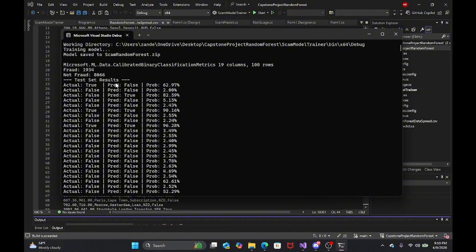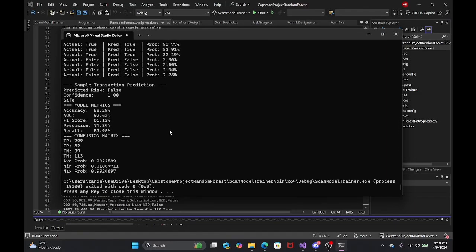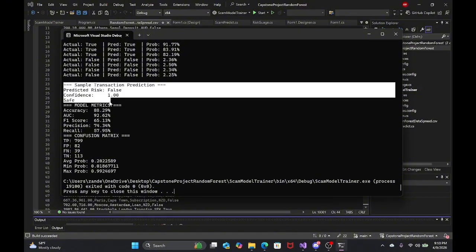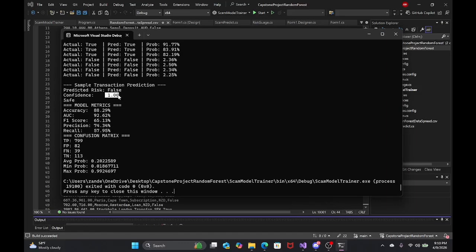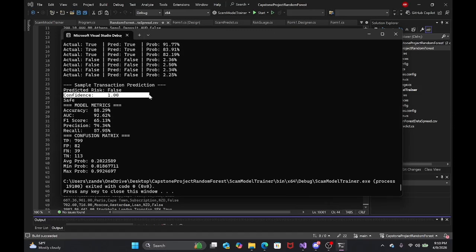And there were 1,900 that were fraud and 8,000 that were not fraud, which I don't think I got there yet. But it was about 19% fraud and 81% not fraud. And then, oh, I didn't go over this, the sample transaction. So this is not correct. I don't really know what's happening here. It gives us a confidence score of 100%, which is not really right for a learning model. AI should never be 100% right.